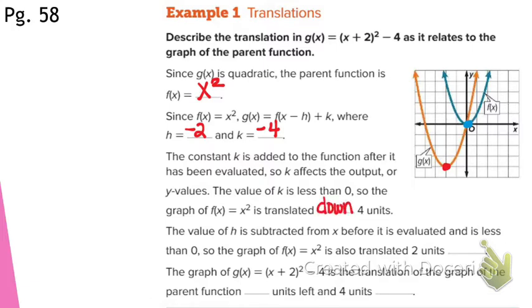So whenever that K value is less than 0, it's going to make it go down. Okay? Now it also says H is subtracted from X. So it made it translate 2 units to the left. So put left right here.